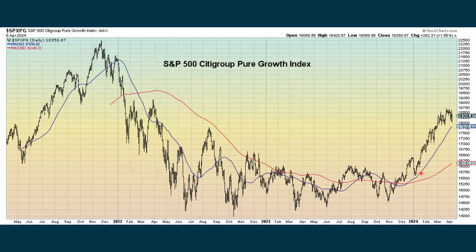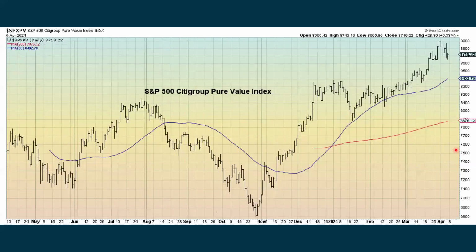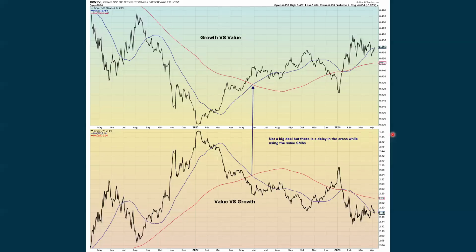Then we look at growth versus value. This is just a pure growth index, growth all by itself, showing that it's in an uptrend. Then we look at value all by itself, and this is also in an uptrend. So independently, they're both doing pretty well. Where we get some insight is when we do ratios between the two. On top, we have growth versus value, showing how growth is outperforming. On the bottom, we have value underperforming growth.